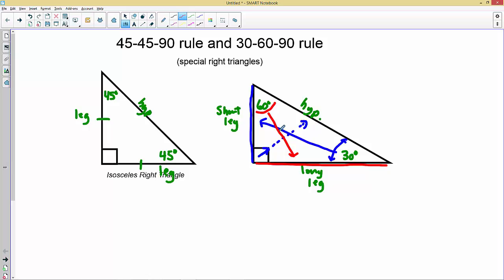You have to know if you were told the short leg, the long leg, or the hypotenuse in the 30, 60, 90 triangle, or in the 45, 45, 90 triangle, were you given a leg or were you given the hypotenuse? And the formulas that we use are all based on a ratio, because all 45, 45, 90 triangles are similar to each other, which means they're proportional. And all 30, 60, 90 triangles, of course, are similar to each other, which means they're proportional. And the proportion is always the same between the sides within each triangle.